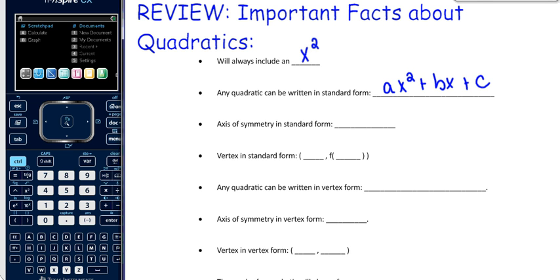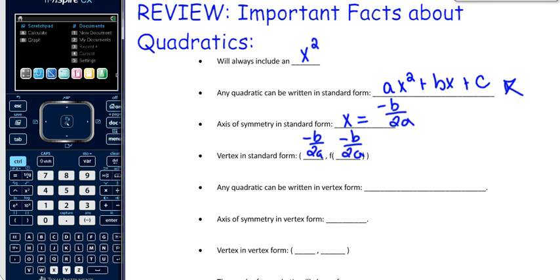The axis of symmetry in standard form is a vertical line, so it's x equals negative b over 2a. And the vertex, of course, is going to be negative b over 2a and f of negative b over 2a. So it's going to be the same x value as the axis of symmetry, and then to get the y value, plug it back into the original function in standard form. Negative b over 2a goes in for x.